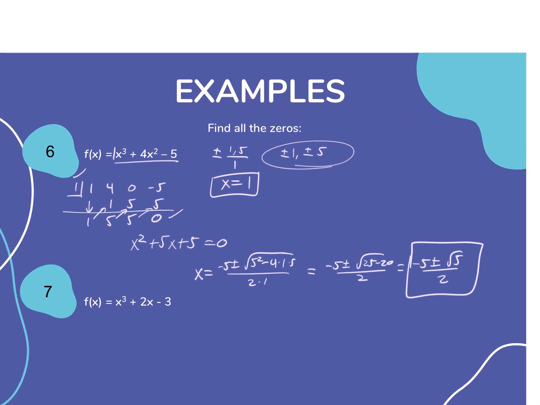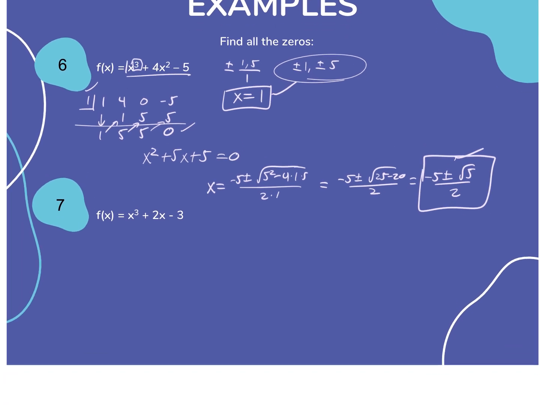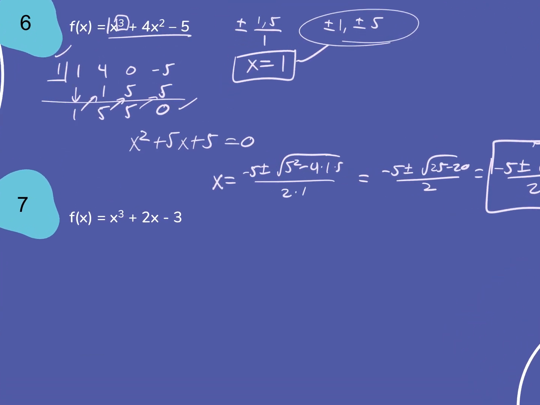All right, so those are our 3 zeros, right? We get 1 that we found, and then we get 2 here. All right, and we were expecting 3 solutions because we have a cubic polynomial. All right, so let's do the same thing with the next one.